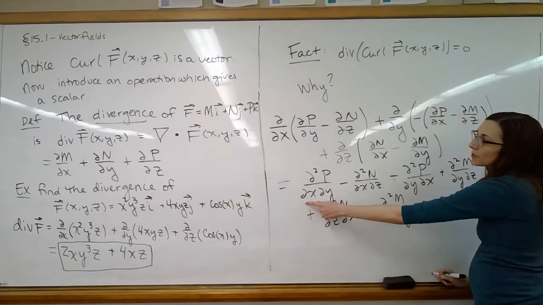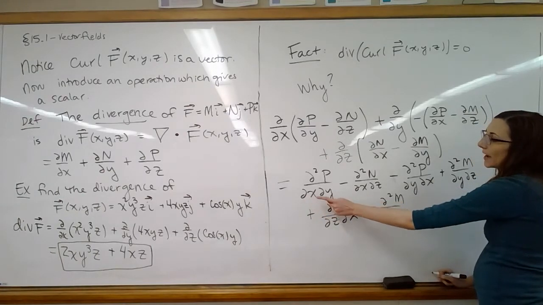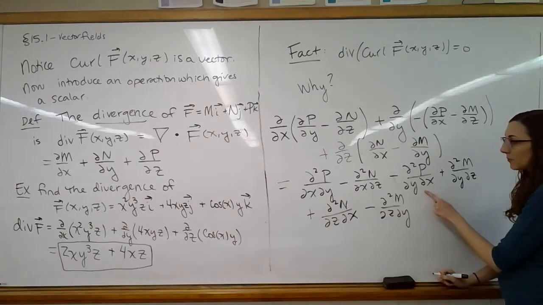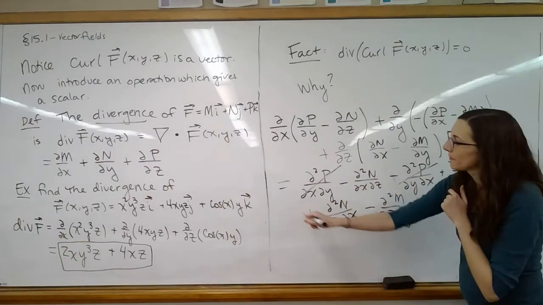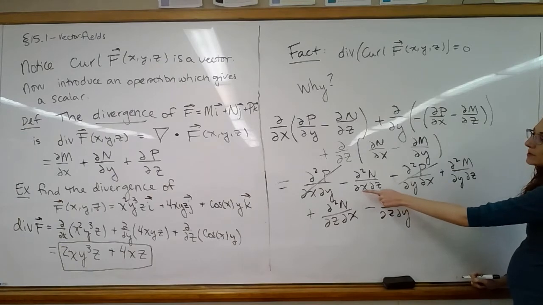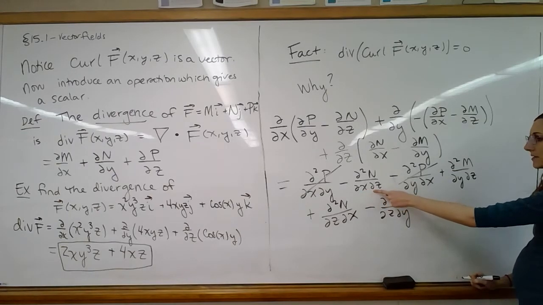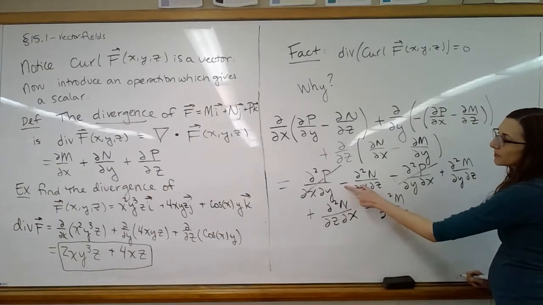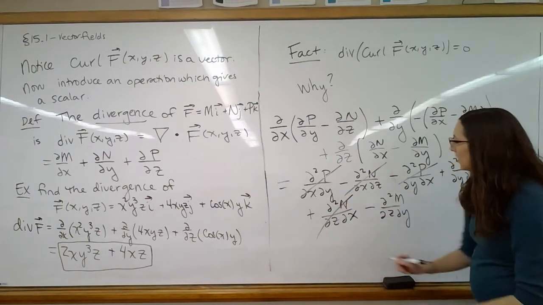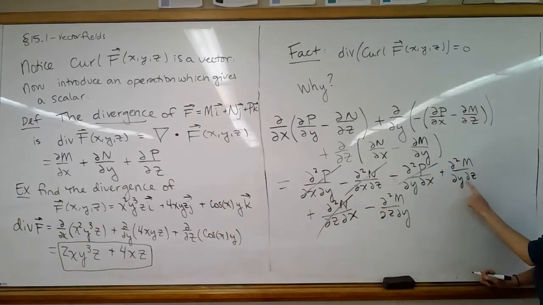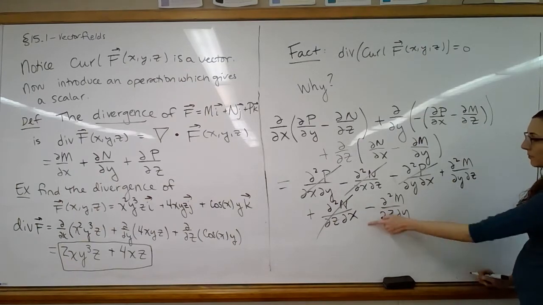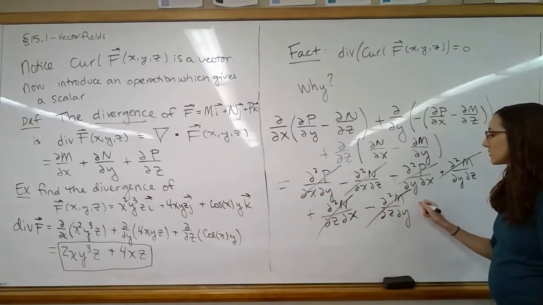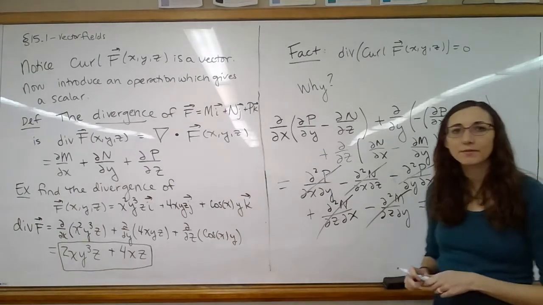So the second partial of p with respect to x then y is the same as y then x. Notice one's a plus, one's a minus. The second partial dx dz is the same as dz dx. One's a minus, one's a plus. And the second partial dy dz is the same as the second partial dz dy. One's a minus, one's a plus. So they just all cancel out, and you're left with 0.